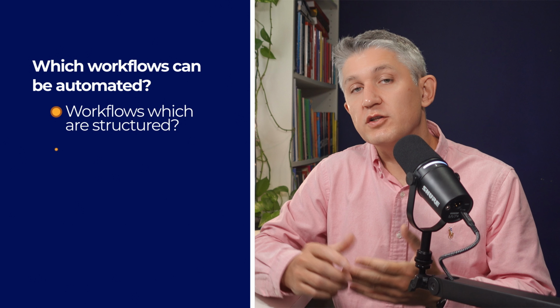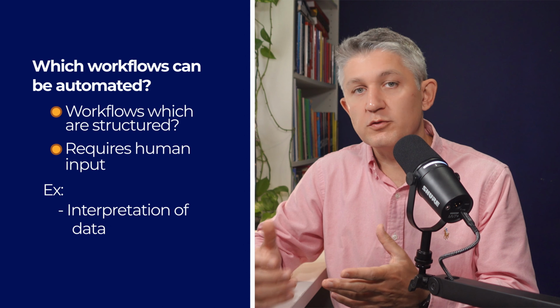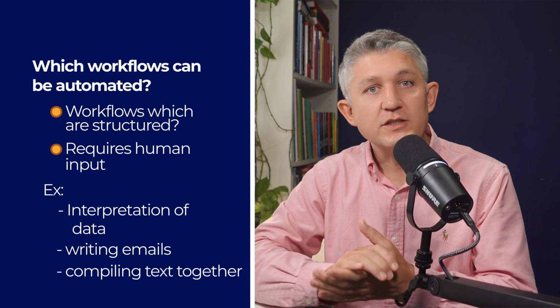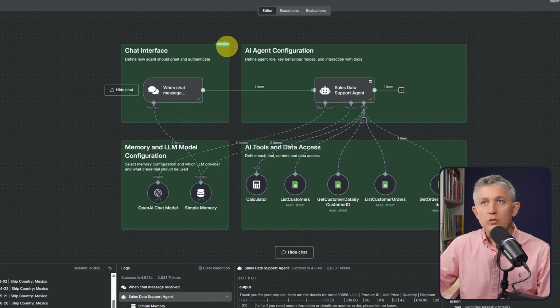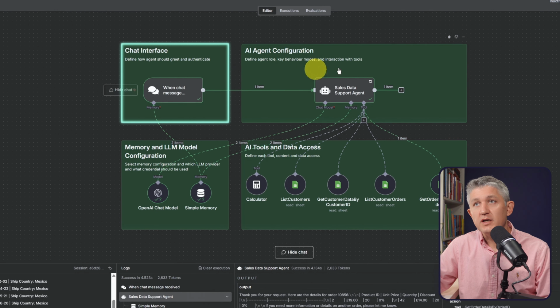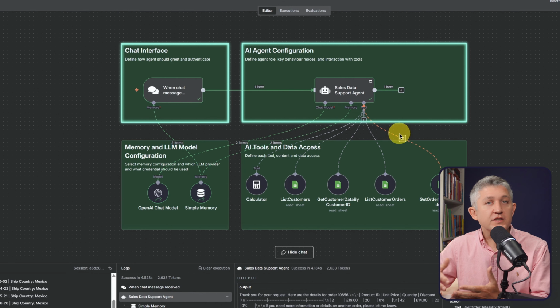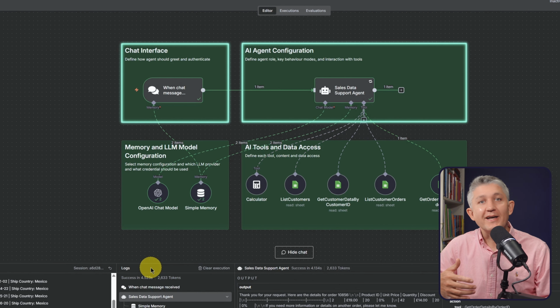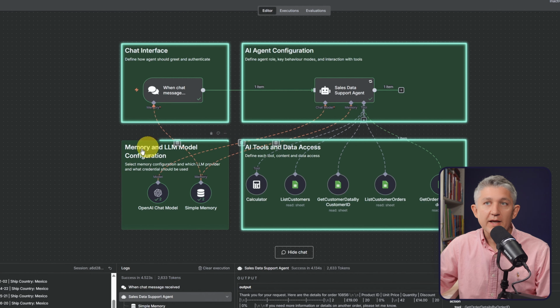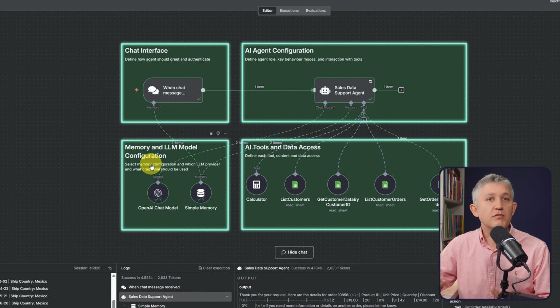If you have a workflow that's reasonably structured, that requires some human input, interpretation of the data, writing up emails, compiling text together, those workflows would be great candidates for AI automation with an AI agent. Just like the example you saw, we had a trigger: that's when the message in the chat arrives. Then the agent did reasoning and made decisions about how that question or answer should be structured. It had access to the tools, it had reasoning and memory to provide an answer.